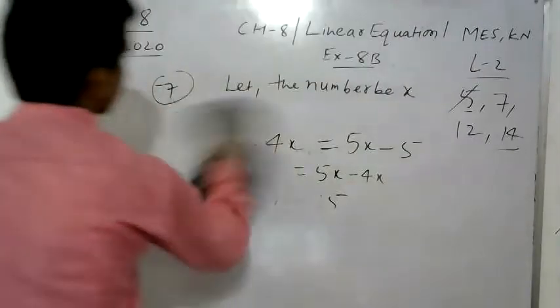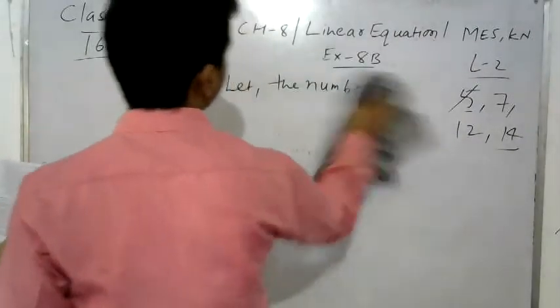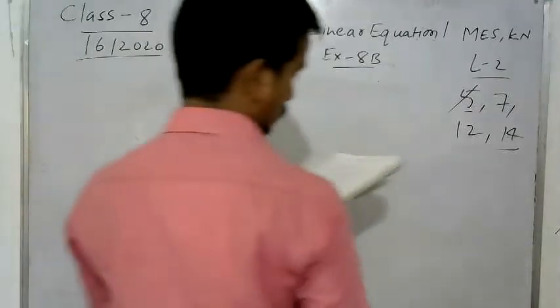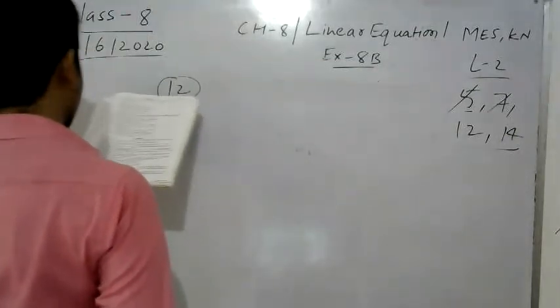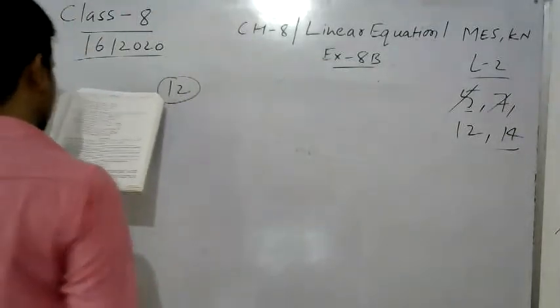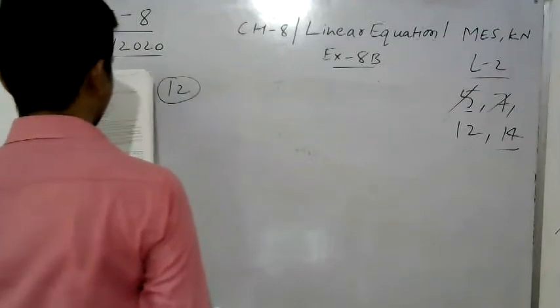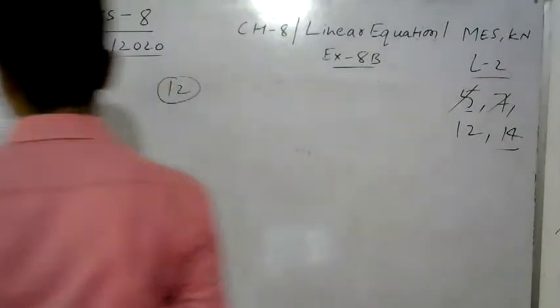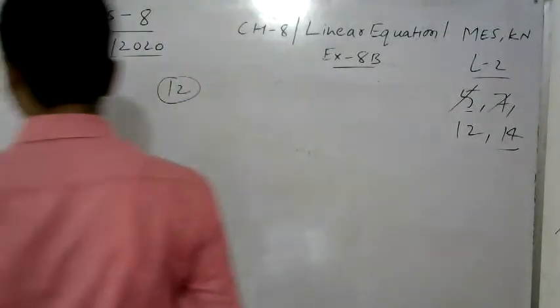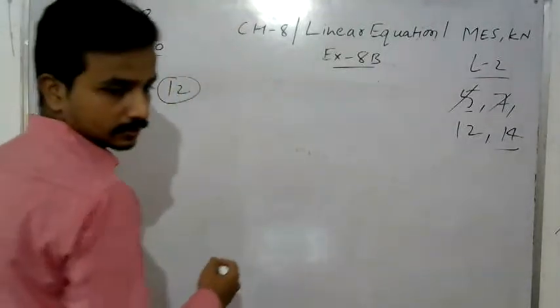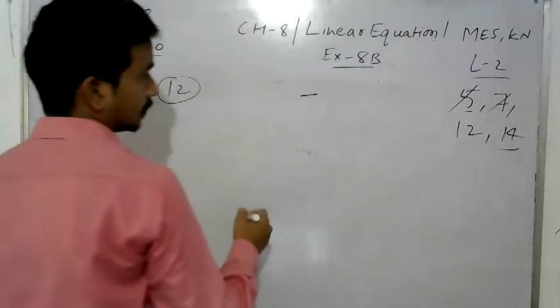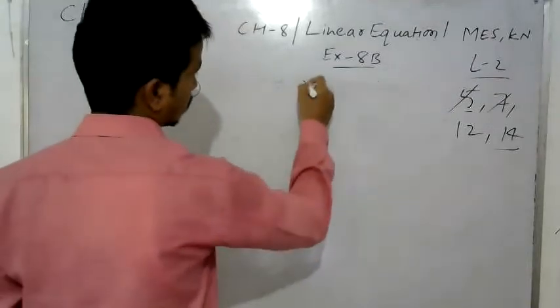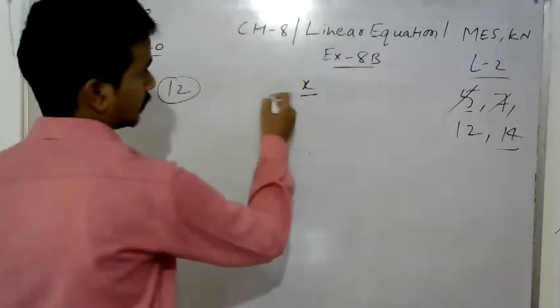Now let's see question number 12. In question number 12, the digit in the tens place of a two-digit number is 3 times that in the units place. So let the digit in the units place be x. Then what is the digit in the tens place?